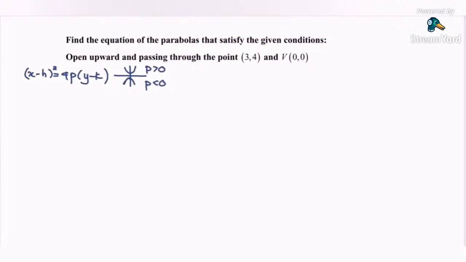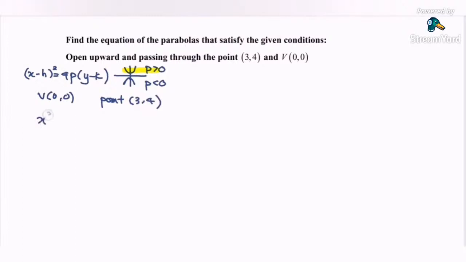The given condition mentioned that it opens upward, so meaning that the situation will be this part. And passing through the point (3, 4), with the vertex (0, 0). So what we have to do is to substitute the situation: vertex (0, 0) and the point (3, 4).